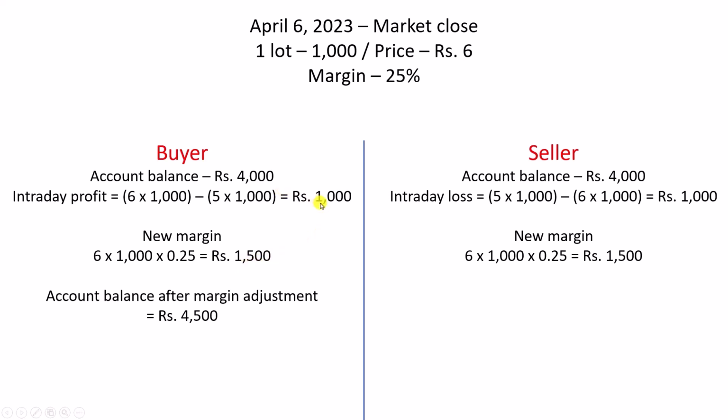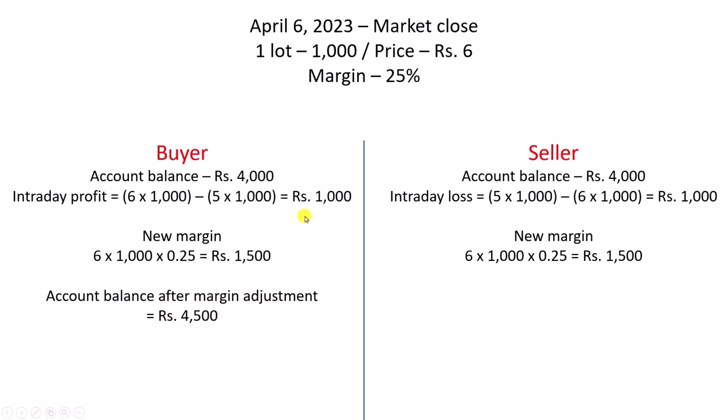So now see how this calculation can be done. You can think of it in two ways. Account balance 4000 plus profit 1000, 5000. 5000 is what the buyer has now, but he has to pay 500 rupees for the margin. So 5000 minus 500 is 4500. So account balance after margin adjustment is 4500 rupees.